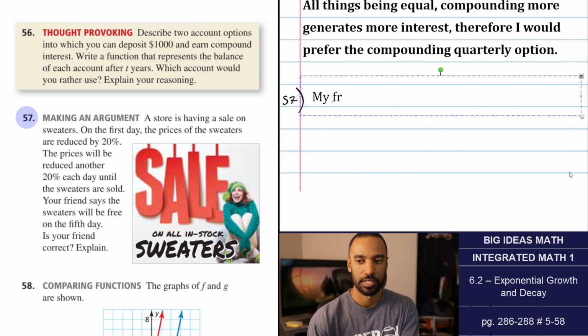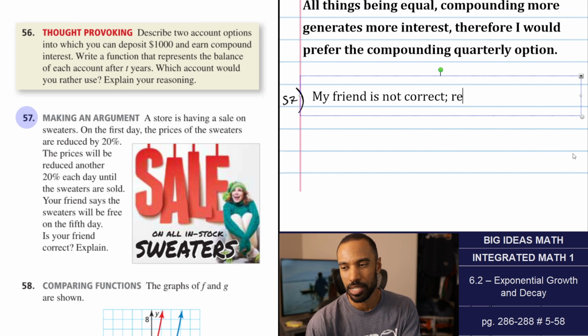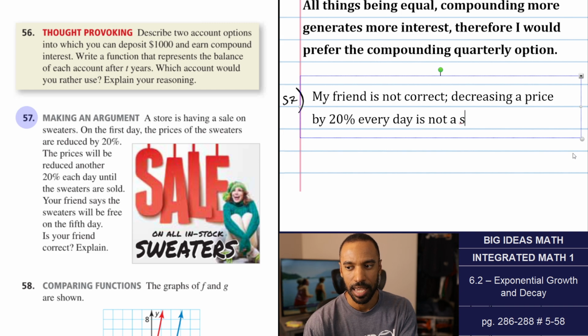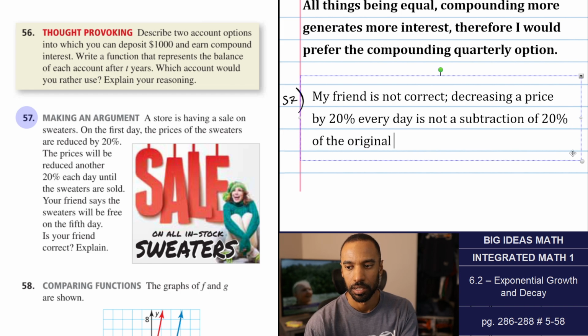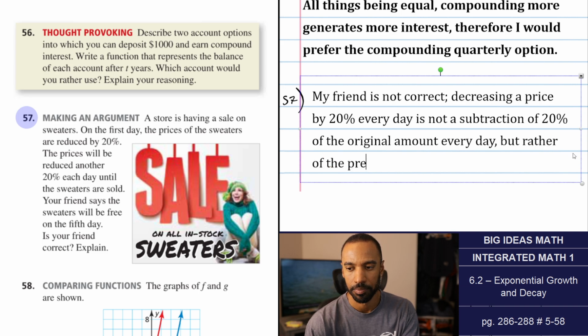My friend is not correct as usual. Decreasing a price by 20% every day is not a subtraction of 20% of the original amount every day, but rather of the previous value.